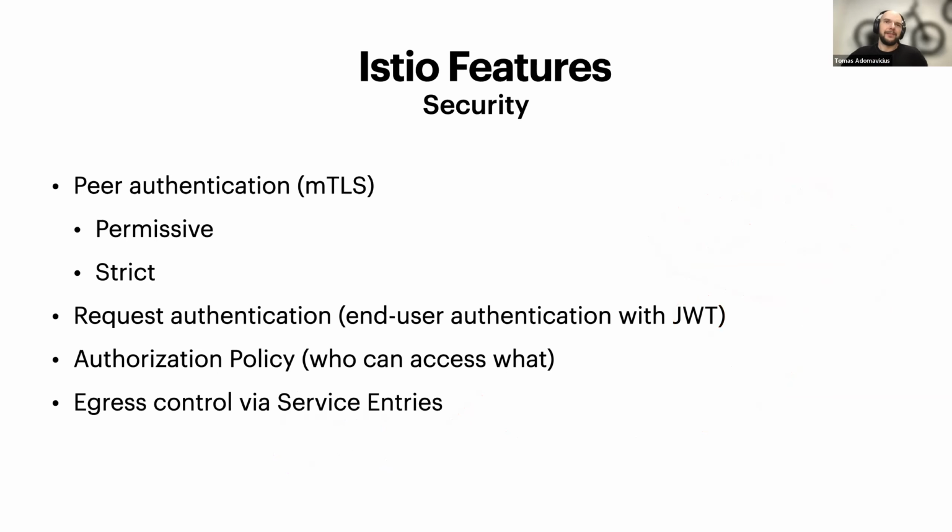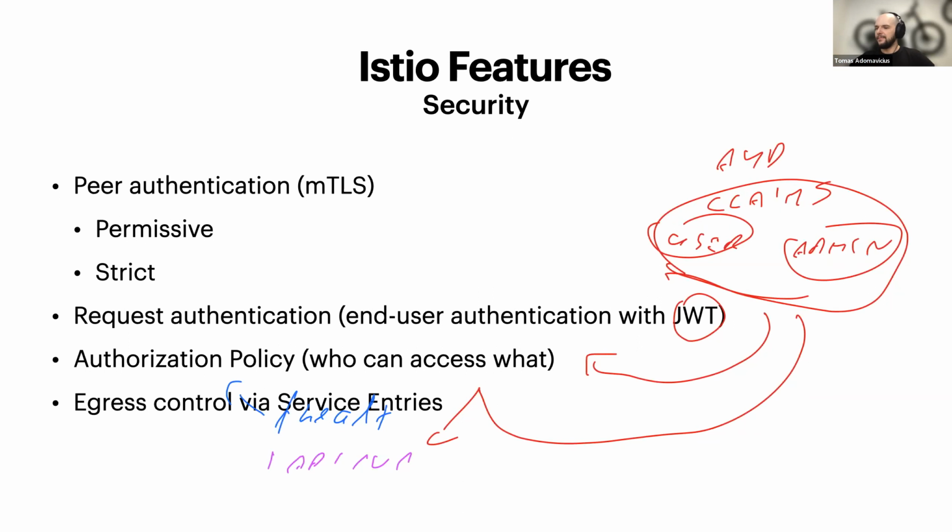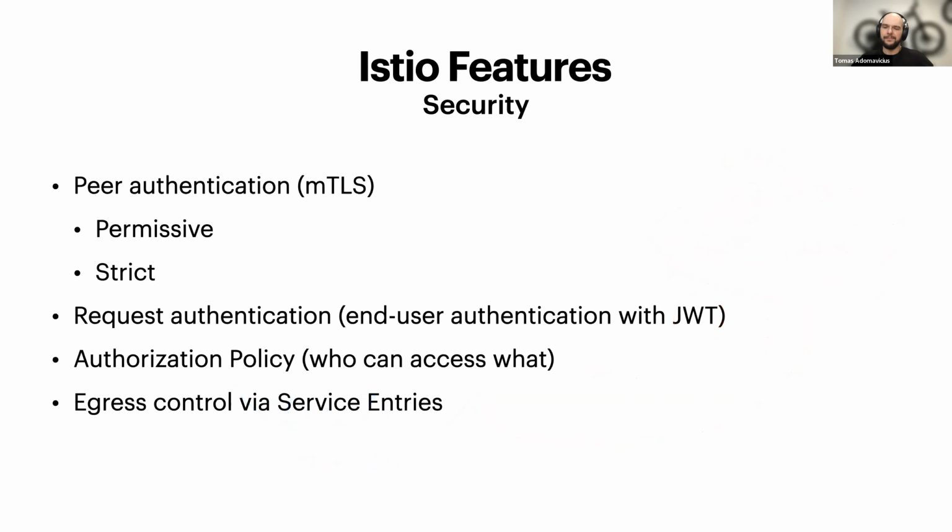You also have egress control by service entries. By default, it's not enforced. So when you first install Istio, it's not enforced, and all outgoing traffic is just outgoing. But you can enforce it, and then all of the outgoing traffic from the services will be locked by default. It will be denied unless you define service entries to allow it.